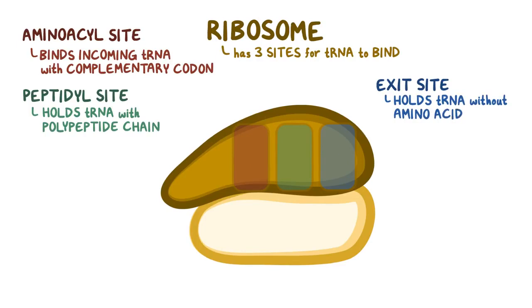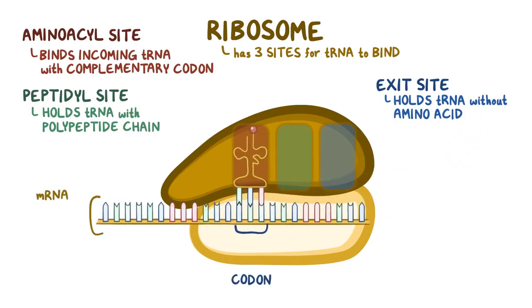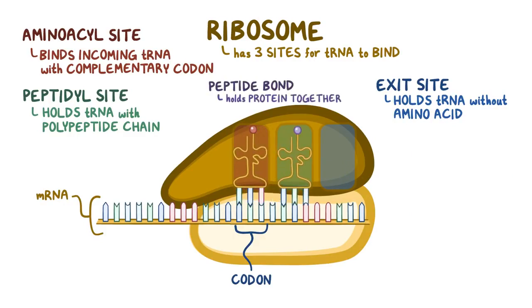So how this all works is tRNA, carrying an amino acid, initially binds to its corresponding codon on the mRNA at the A site. Then a peptide bond, which is the bond that holds the growing protein together, forms between the amino acid of the tRNA in the A site and the amino acid of the charged tRNA in the P site. The growing polypeptide chain is transferred to the tRNA in the A site.